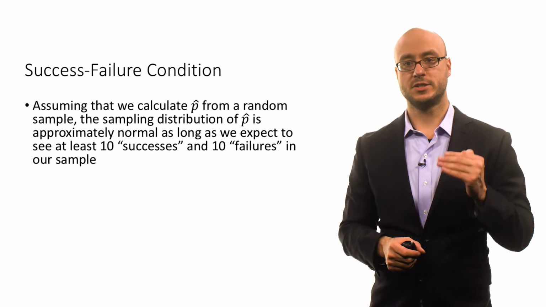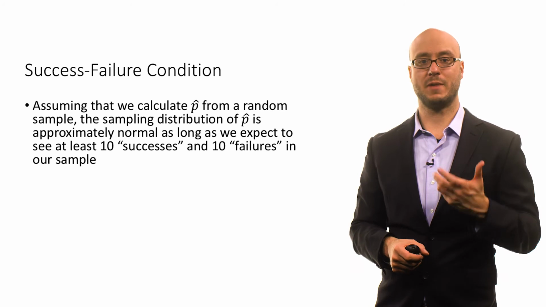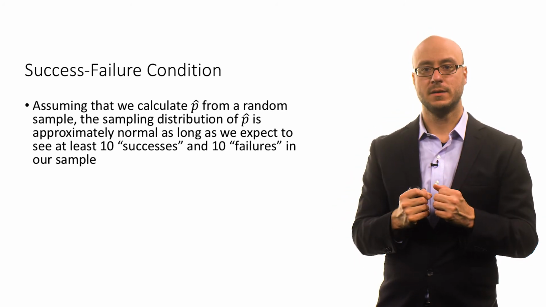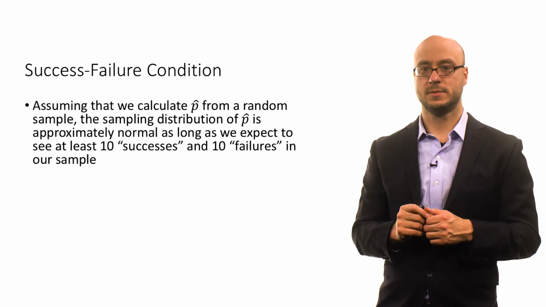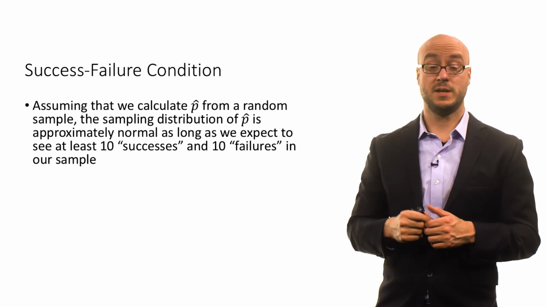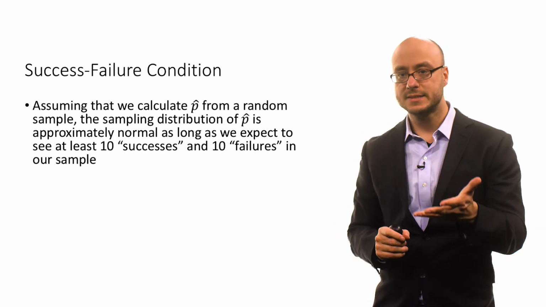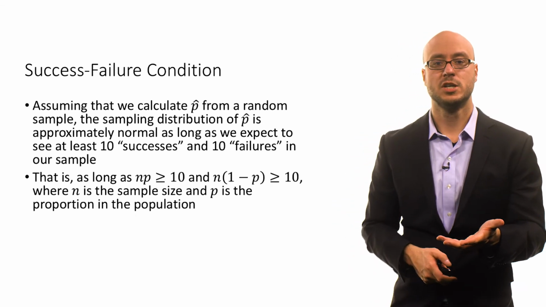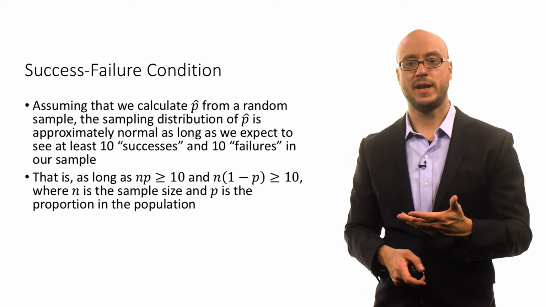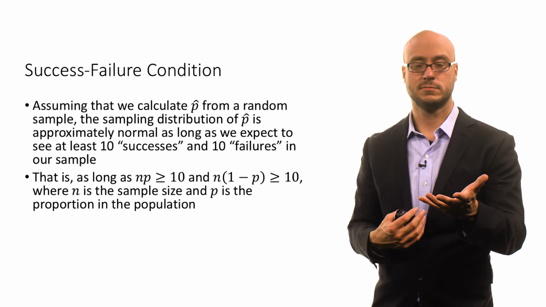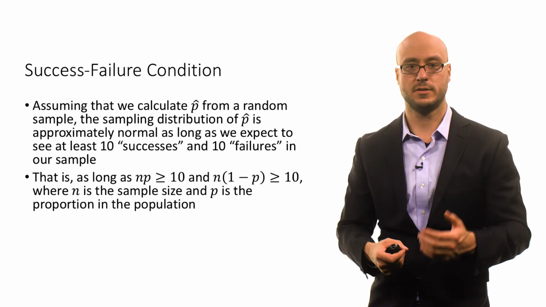Here's the idea, though. Assuming that we calculate our sample proportion from a random sample from a population, the sampling distribution of p hat is going to be approximately normal. So it can be approximated by the standard normal distribution model as long as we expect to see at least 10 successes and 10 failures in our sample. So a success or failure is defined as 10 counts in one category and 10 counts in another category.